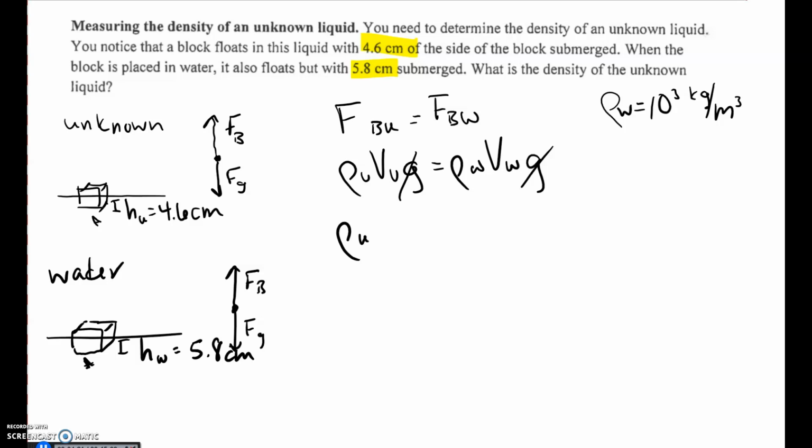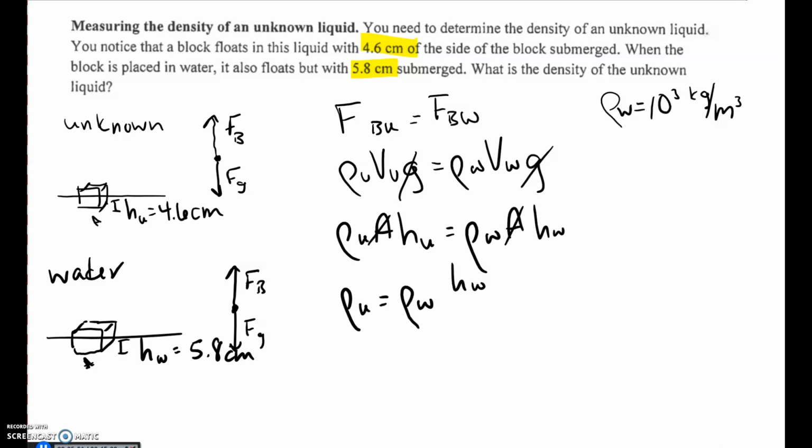So we can just write volume as area times height. So we have density of the unknown fluid times, we'll call it the cross-sectional area of the block, times the height of the unknown fluid is equal to the similar expression but for water. And these areas are the same because we're dealing with the same shaped block. All right, so then therefore we have an expression for the density of the unknown fluid. That's going to be the density of water times the height of the water divided by the height of the unknown.